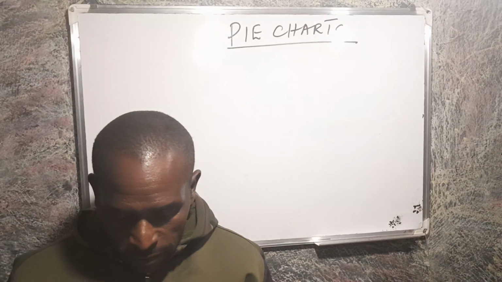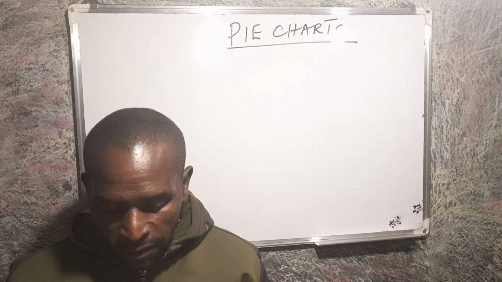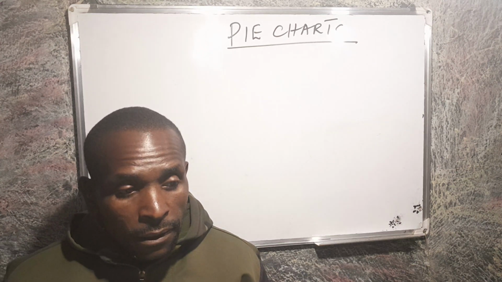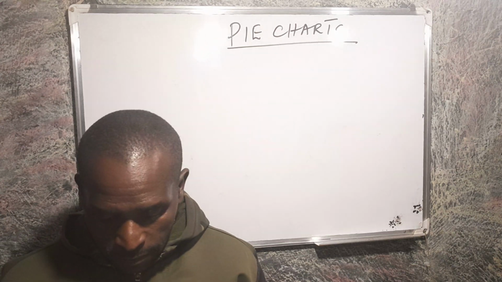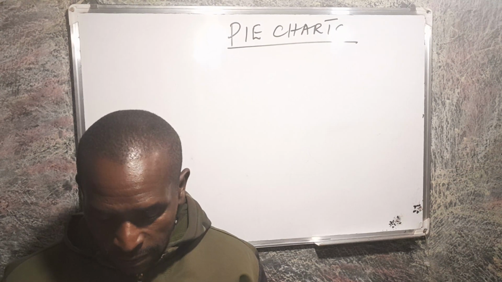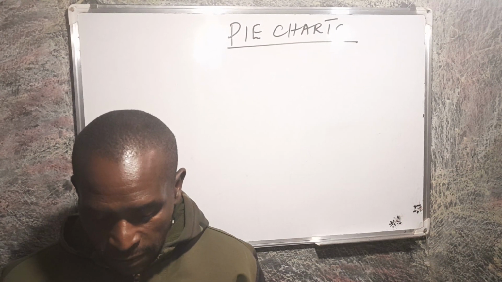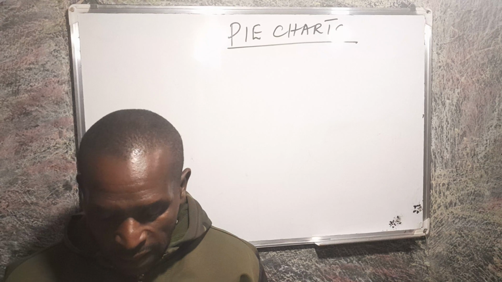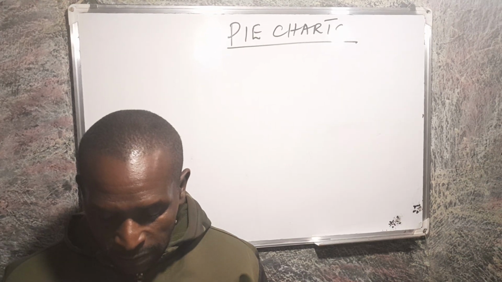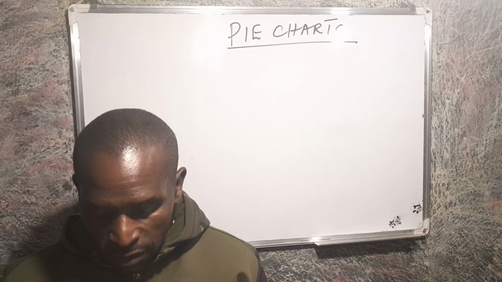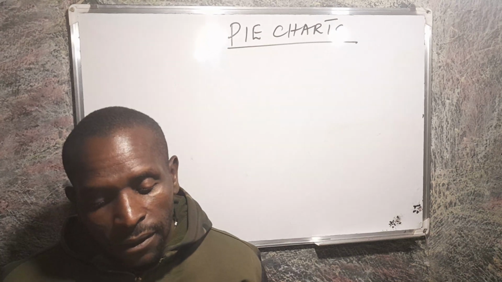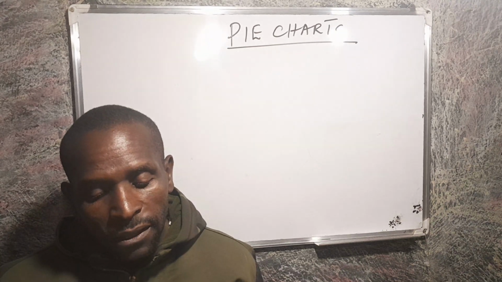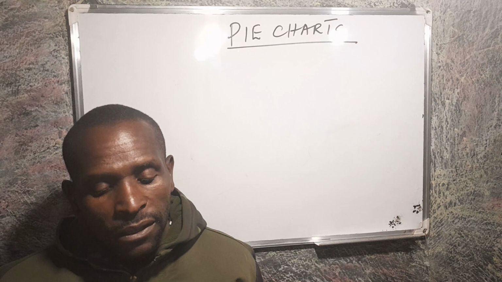Listen to this. Pupils scored the following marks in a test. Mathematics 80%, English 84%, Kiswahili 90%, Science 78%, Social Studies and Religious Education 68%. The marks were represented on a pie chart. What angle represented the Kiswahili score?